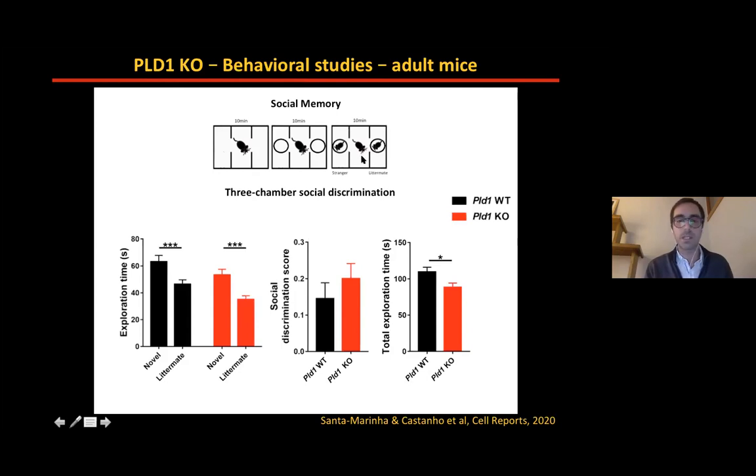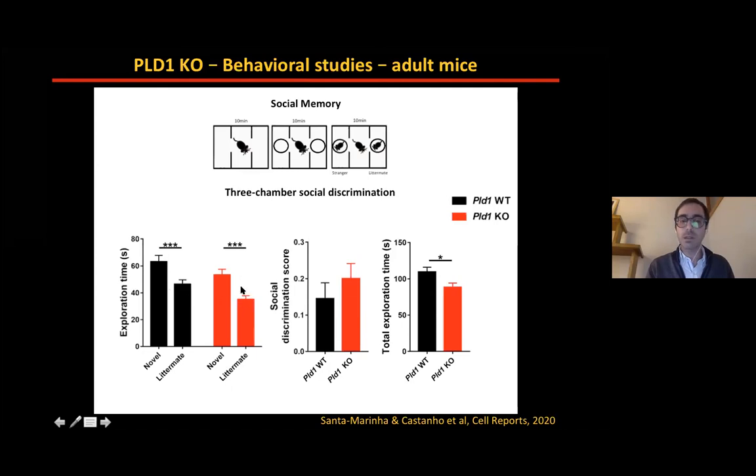He has lived with this mouse. And the other one is a new mouse, a stranger mouse that he has never interacted with. Again, wild-type animals have the tendency to interact the most, and for more time, with the new animal, because they are curious, they are social animals.